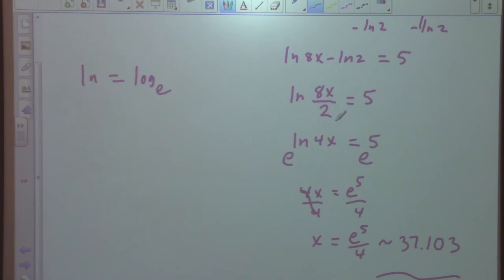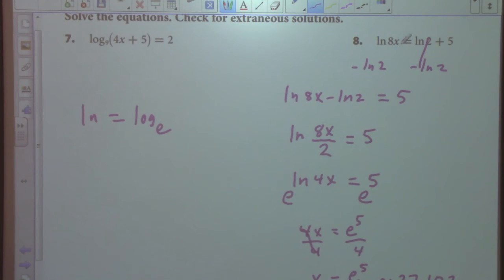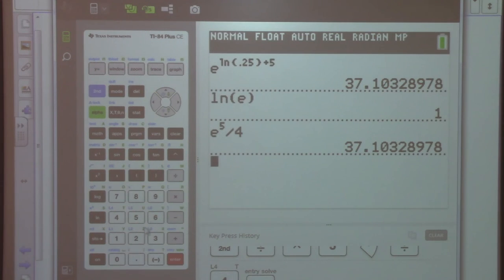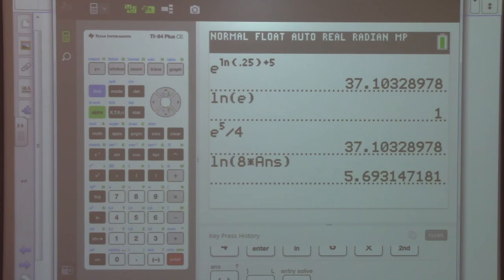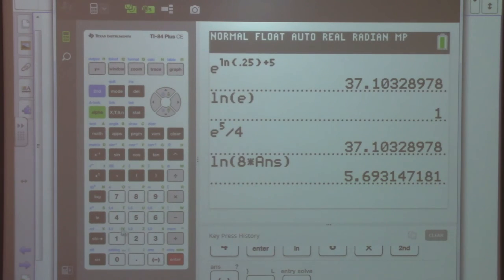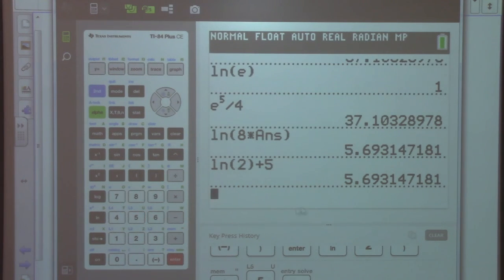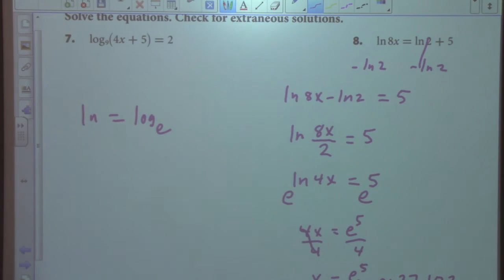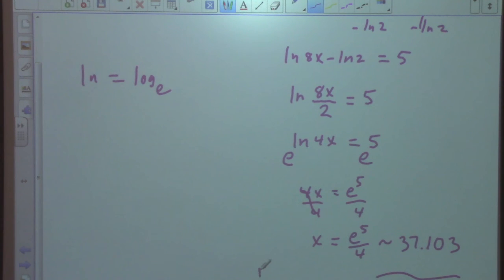So about that, and what you can do is plug back into the original, you can check that out. ln 8, 3.7, so ln 8 times, and we go to ans, we should get that, which is the same as ln 2 plus 5, I hope. ln 2 plus 5 should get the same thing, right? Yeah, equals. Real solution.